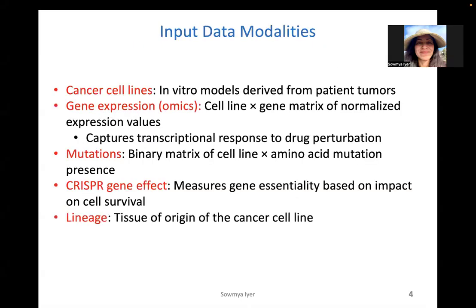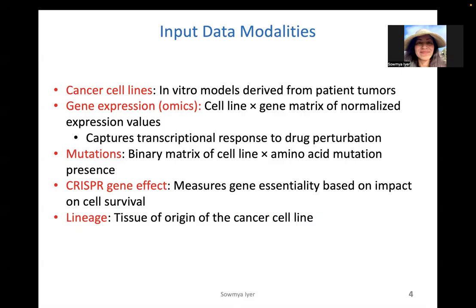A little more expansion into these input modalities. What is a cancer cell line? A cancer cell line is just a mini cancer on a dish type of model. They're in vitro models, derived from patient tumors and grown in the lab. Gene expression means a cell line by gene matrix of normalized gene expression values. These capture the transcriptional state of a set of genes in each cell line. Mutations are represented as just a binary matrix that tells you if a mutation is present or not in a cell line. CRISPR gene effect measures gene essentiality based on impact on cell survival.